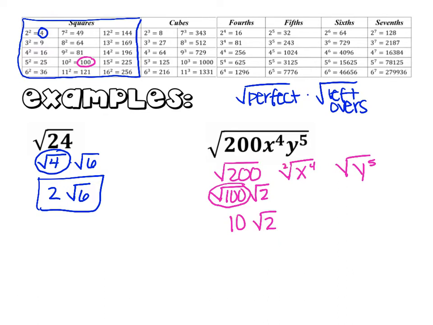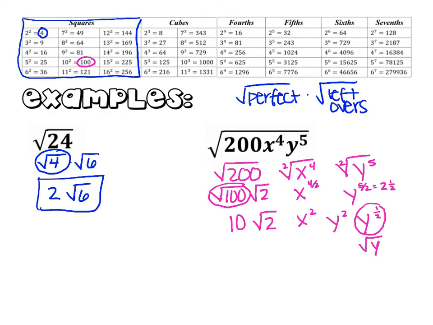The square root of x to the 4th is x to the 4 halves, which is just x to the 2nd. 2 goes into 4 twice. And then the square root of y to the 5th is y to the 5 halves, which is the same as 2 and 1/2. So I get y to the 2nd and y to the 1/2. That's my 2 and 1/2. But the y to the 1/2 is really just the square root of y.